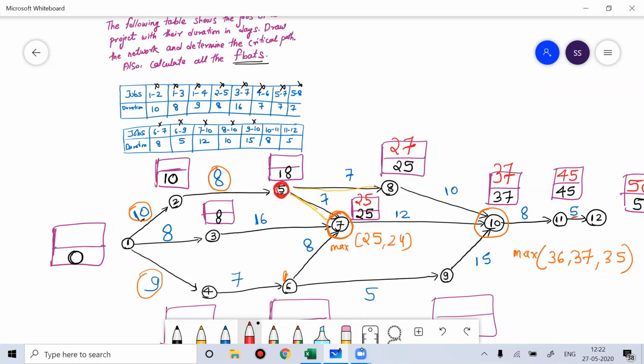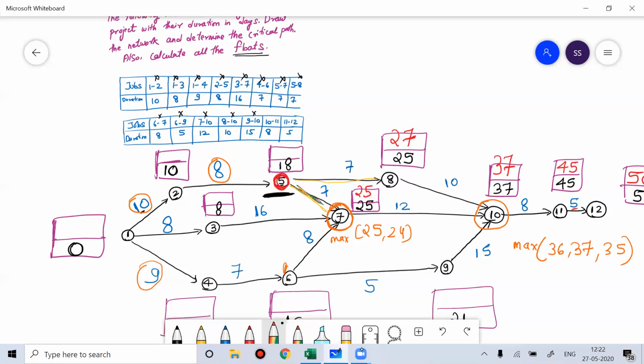Okay. Now guys, this is node 5, very important. Everyone focus on node 5. At node 5, two activities are getting over, so you will take the minimum of that value.